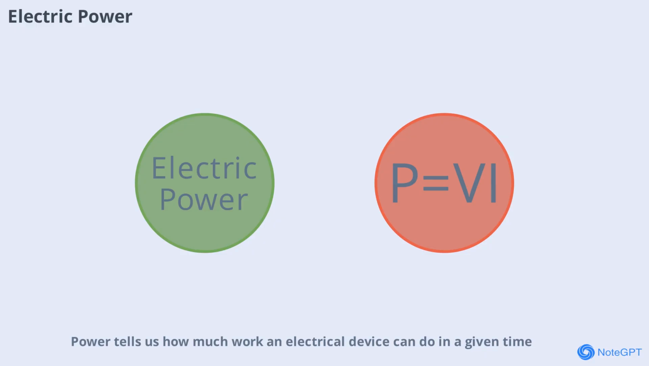Power tells us how much work an electrical device can do in a given time. For example, a 100-watt bulb uses more energy per second than a 60-watt bulb. Understanding power helps us choose the right appliances and manage energy consumption.